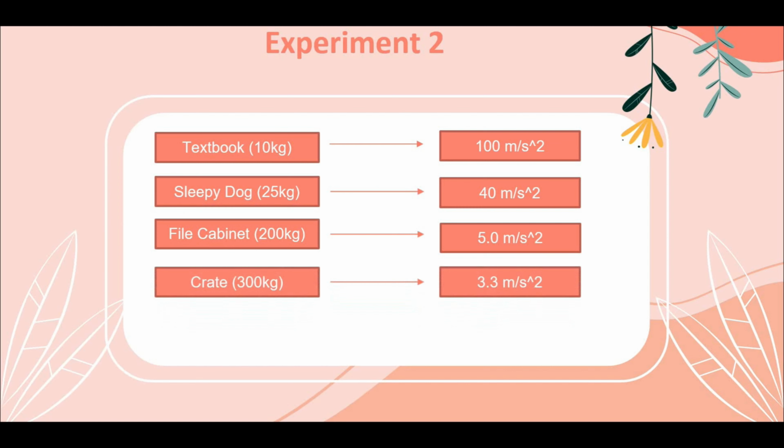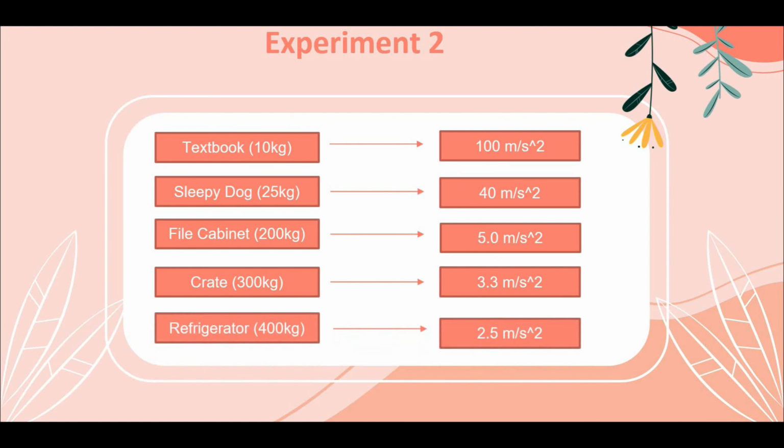For crate weighing 300 kg, an acceleration of 3.3 meter per second square. And last but not least, refrigerator weighing 400 kg, an acceleration of 2.5 meter per second square.